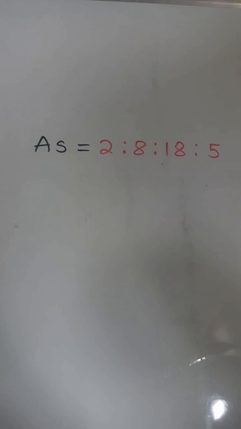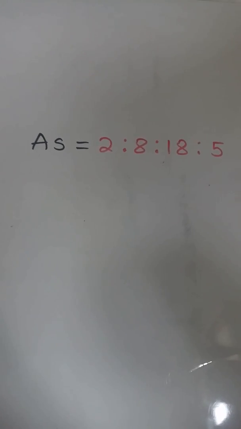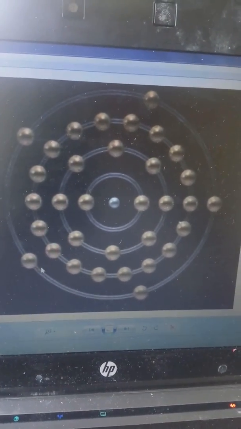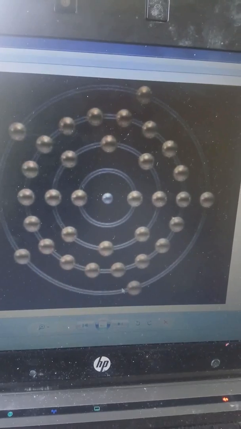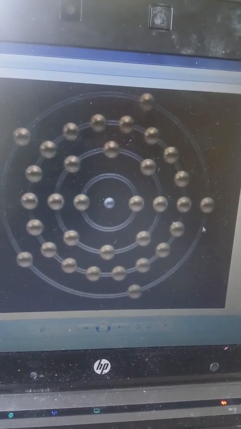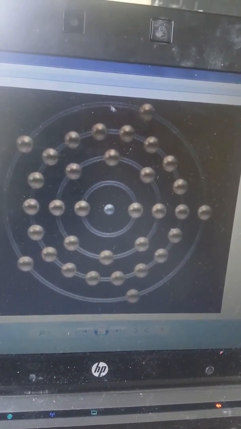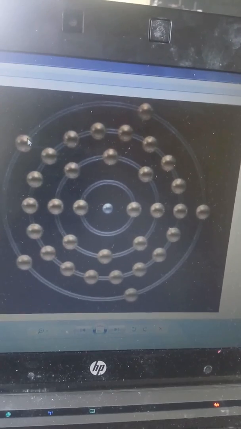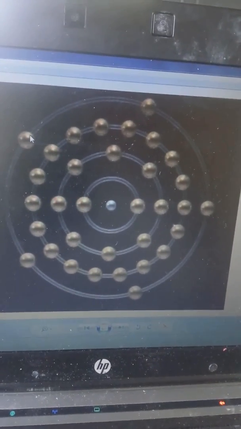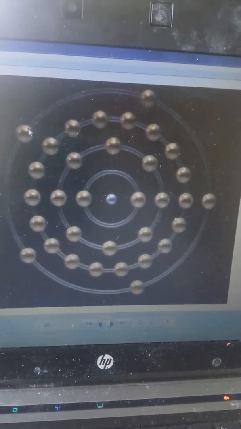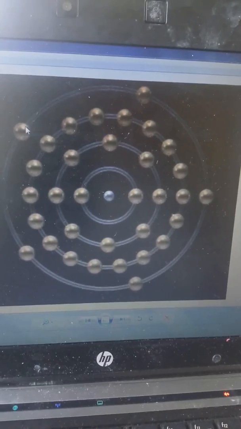The electronic configuration of arsenic is 2, 8, 18, 5. Arsenic has 5 electrons in its outermost shell. So arsenic can lose 5 electrons so as to become stable.